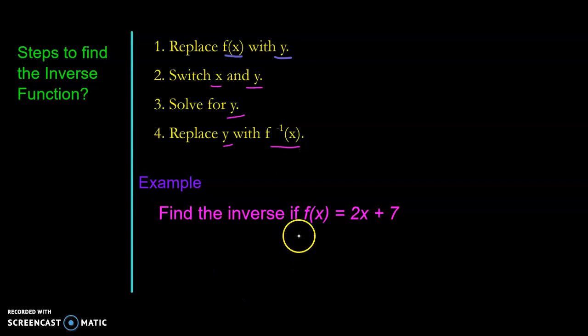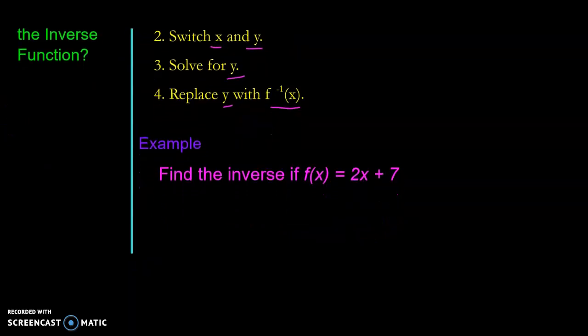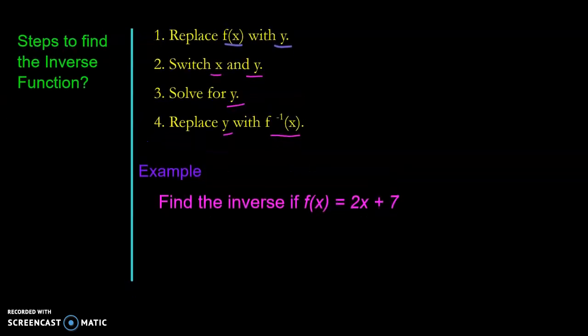We're going to go through two examples, so hopefully that will help you understand this. Find the inverse if f of x equals 2x plus 7. It's a linear function. Step number 1, what is it saying? To replace f of x with y. So this is now y equals 2x plus 7.